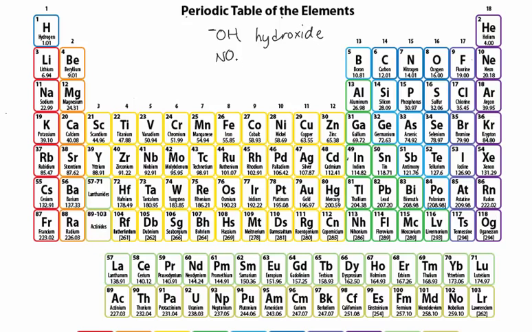NO3, also with a negative charge, that's called nitrate. Now that's not to be confused with NO2 with a negative charge, which is called nitrite with an I. See, the difference is one letter. See, the difference is one oxygen.